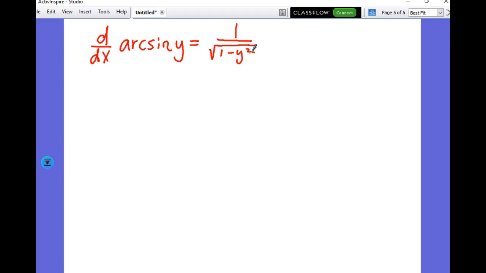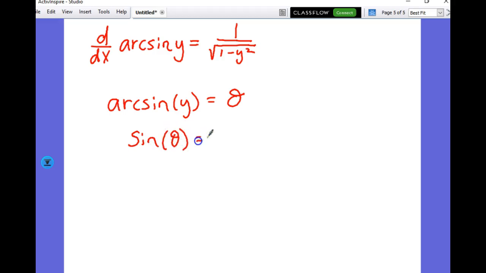So first of all, you guys know that arc sine is a function where you plug in a coordinate and it tells you what angle gives you that coordinate. And the inverse of arc sine is just sine itself. So sine of that angle gives you the y coordinate on your unit circle.